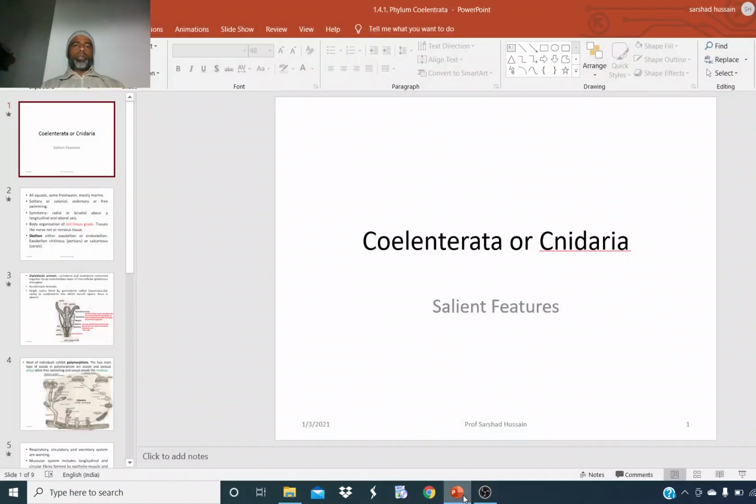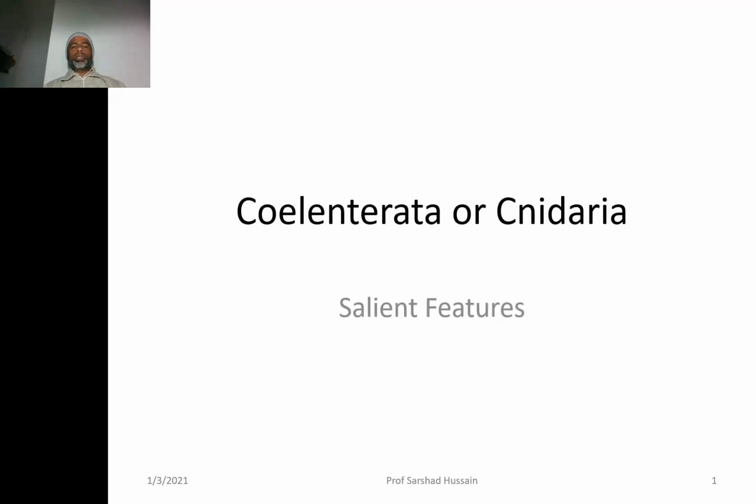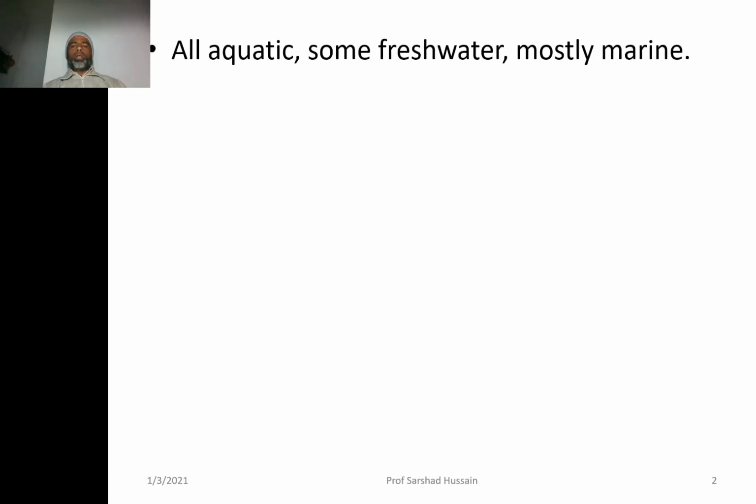Well, dear students, today we shall take on the next topic, that is phylum Coelenterata, also called Cnidaria. We shall discuss salient features of phylum Coelenterata. All coelenterates are aquatic. Some are freshwater, but most of them, the maximum of them, are marine.